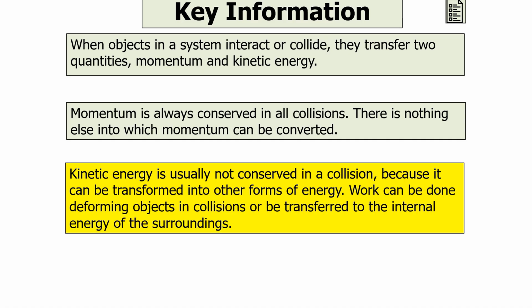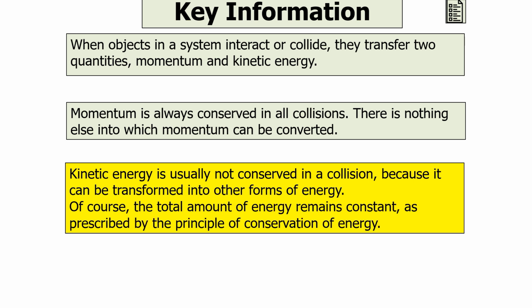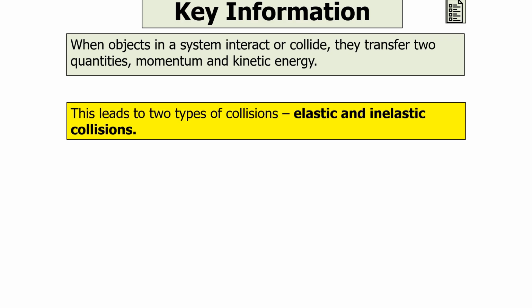Work can be done to deform an object in collisions or be transferred to the internal energy of the surroundings in forms such as heat or sound. Of course, the total amount of energy remains constant, as prescribed by the principle of the conservation of energy. So this leads to two types of collisions: elastic collisions and inelastic collisions.